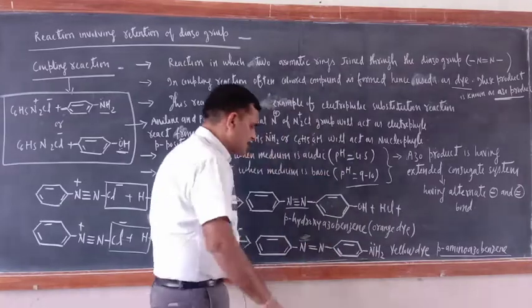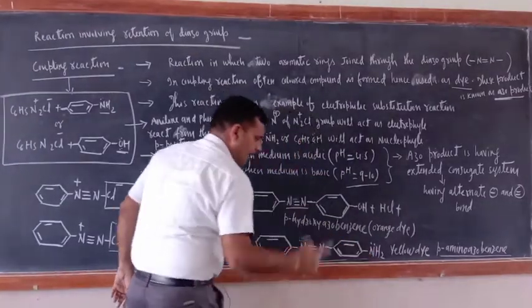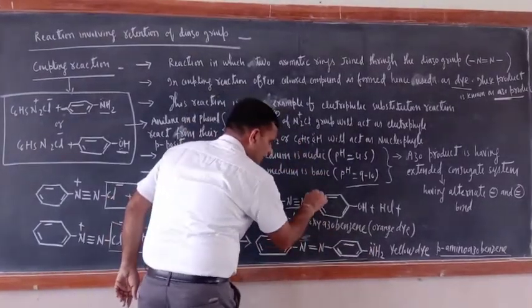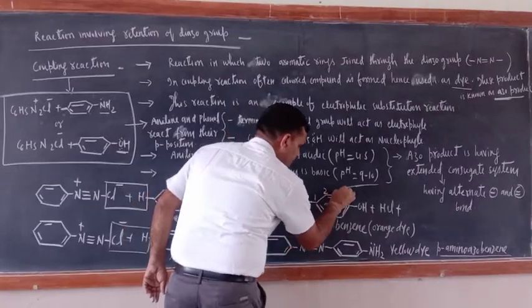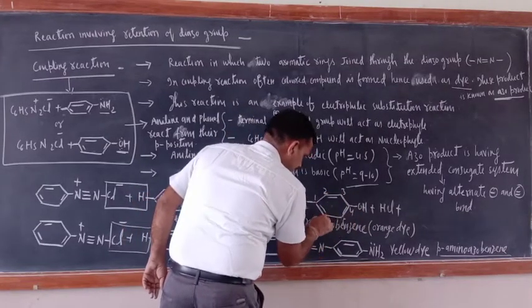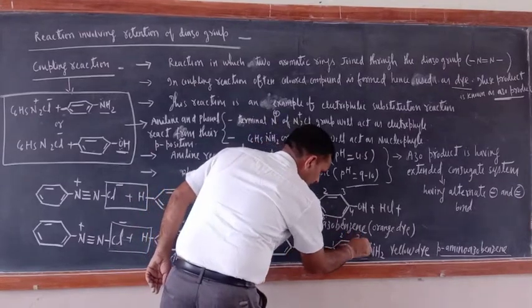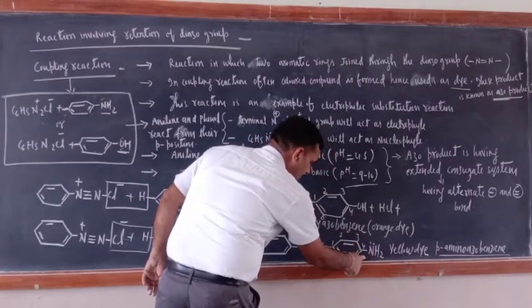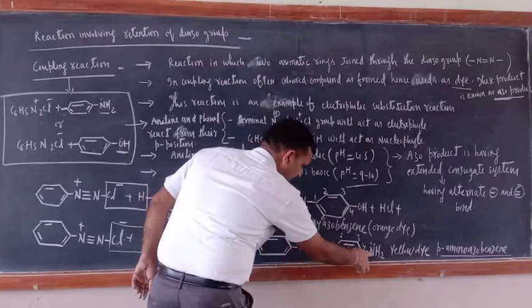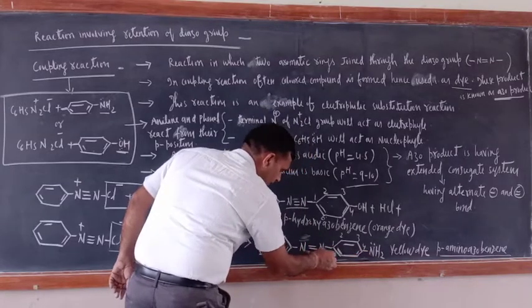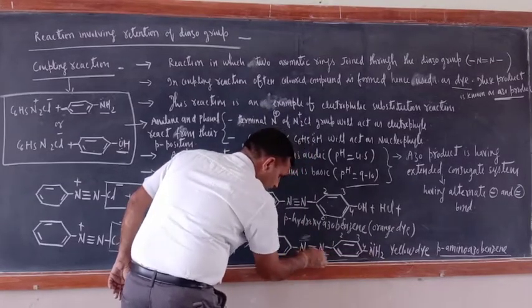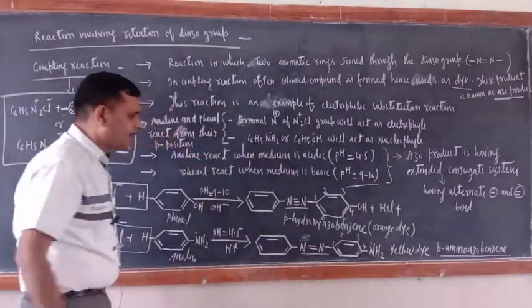What is the name of this one? Para. Now why is it para? Because numbering would start from here, 1 2 3 4 5 6, correct? Similarly here 1 2 3 4. So para amino azo benzene. Para amino azo benzene.